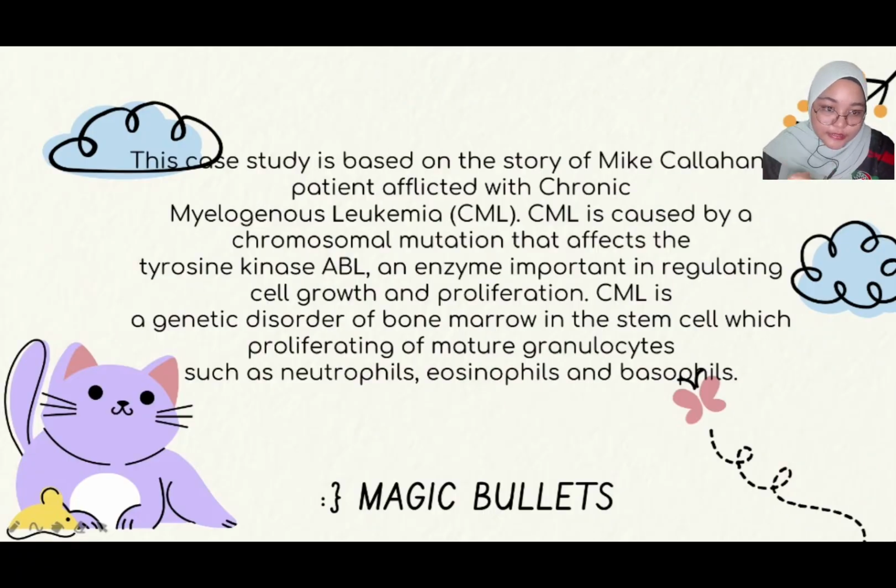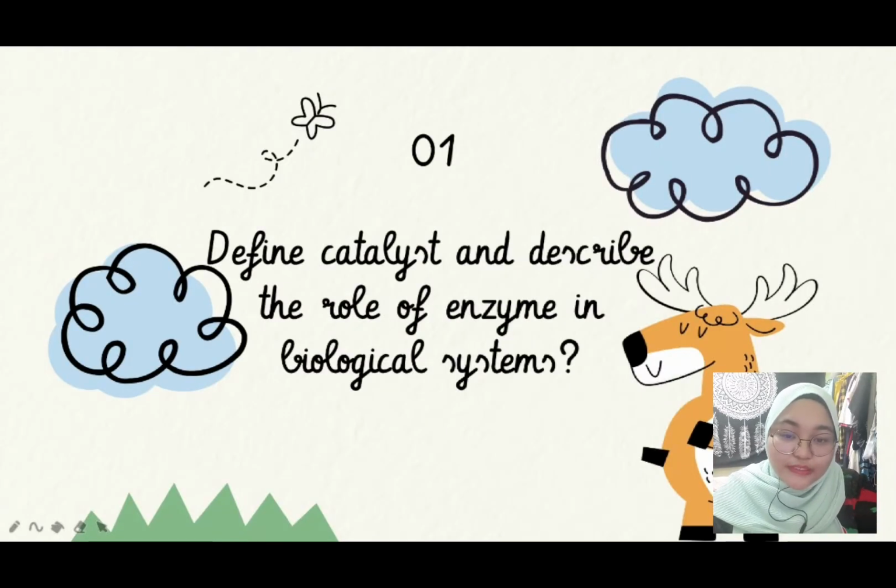So today's case study is based on the story of Mike Callahan, a patient afflicted with chronic myeloid leukemia, CML. CML is caused by a chromosome mutation that affects the tyrosine kinase (ABL), an enzyme important in regulating cell growth and proliferation. CML is a genetic disorder of the bone marrow stem cell which proliferates mature granulocytes such as neutrophil, eosinophil and basophil. Okay, so now we jump into the case study.